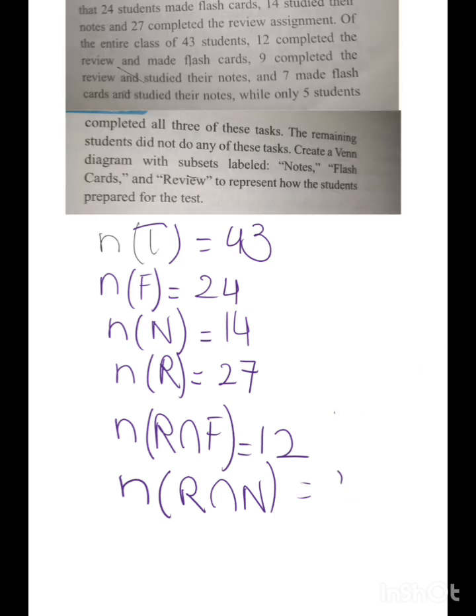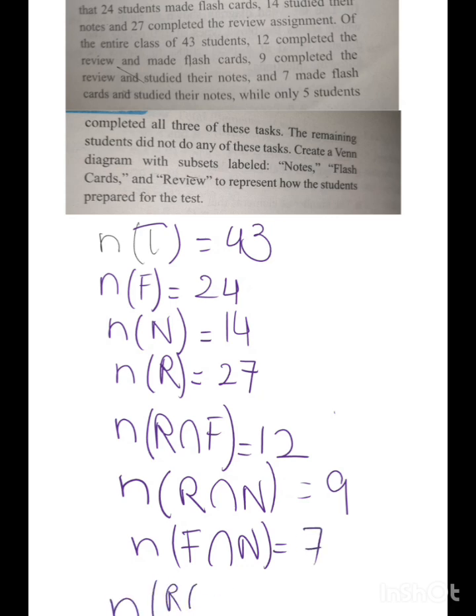7 students made flashcards and studied their notes. So our F intersection N would be 7. And there are 5 students who did all the three things. So n of R intersection N intersection F would be 5. So basically we know all the data. So this is not a very difficult question.